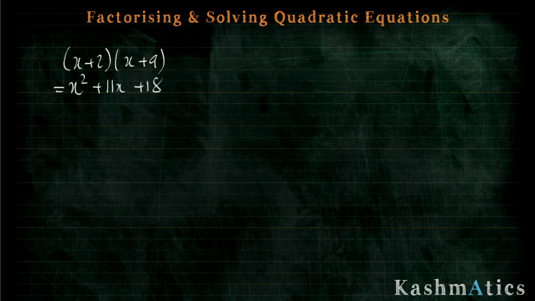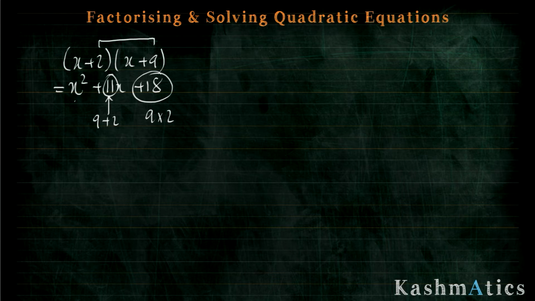And what you need to understand is where this number comes from and where this number comes from. So the 11 comes from 9 plus 2, and the 18 comes from 9 times 2. So what we need to look for when we're factorising is factors of 18 which also add up to 11. Okay, so we need to do the backward step. So that's the thing you need to remember.